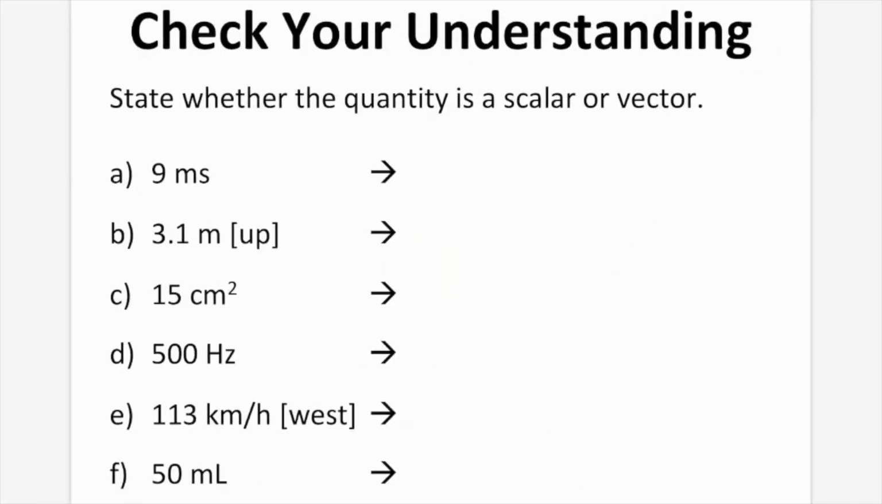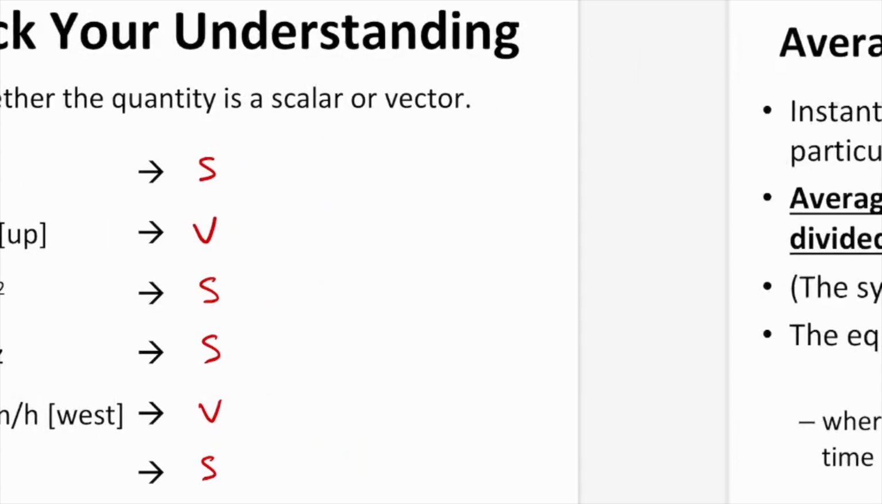Check your understanding. State whether the quantity is a scalar or vector. A, 9 milliseconds, that is going to be scalar since there's no direction. B, 3.1 meters up, that's going to be a vector because we have direction, up. C, 15 centimeters squared, scalar, no direction. D, there's no direction, just 500 hertz, so it's scalar. E, 113 kilometers per hour west, that has a direction, therefore it's going to be a vector. And F, 50 milliliters, it's a scalar because there's no direction.